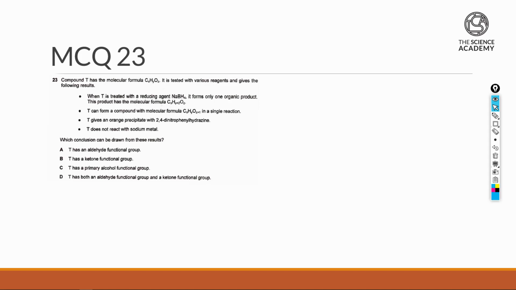MCQ 23 is very similar to MCQ 22, but it's a little bit more cryptic. So let's just go through each of them to see what elucidation we can actually get out. So for the first one, treated with sodium borohydride. Now this is a very weak reducing agent that only has the capability to reduce a very small subset of functional groups, namely aldehydes and/or ketones.